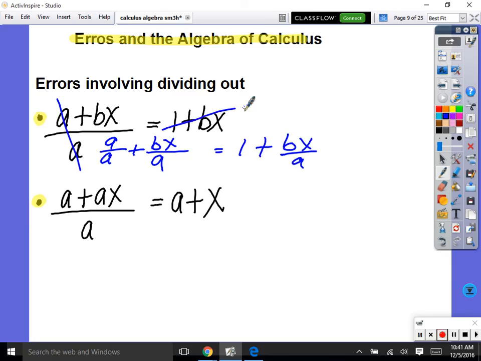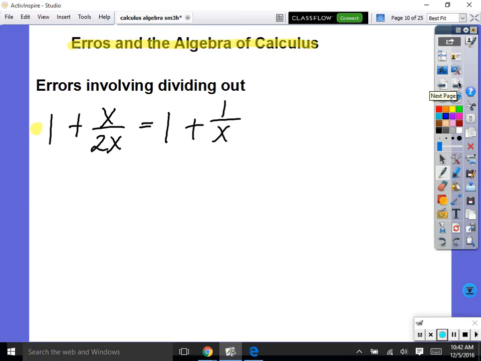Okay, looking at this one, people will say, oh, the a's, what do they do? Oh, they'll say, those a's divide out. That is not true. We really could split it up, though, and do a over a plus a over x over a. So that would be 1 plus x. That would be the correct simplification. 1 plus x. Everybody good?